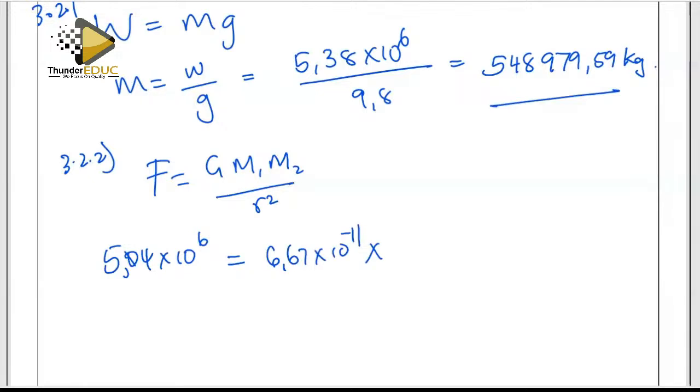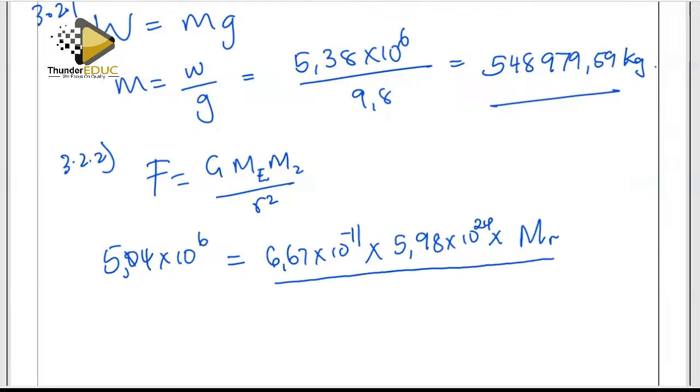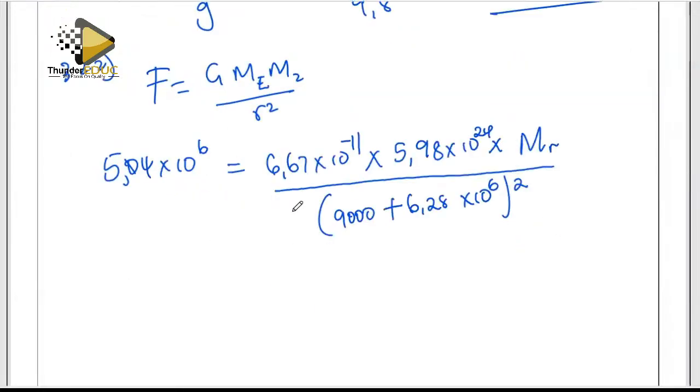Then we know that the mass of the Earth is given as 5,98 times 10 to the 24 multiplied by the mass of the rocket, which we don't know. And then we are dividing this by the 9,000 plus the radius of the Earth, which is 6,28 times 10 to the 6, squared. Okay, so that's what I have.